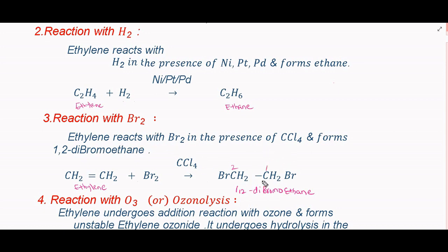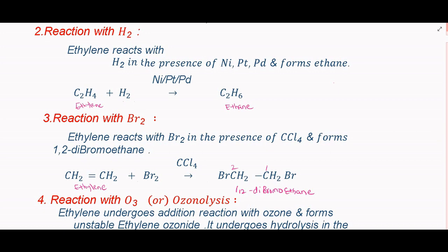It forms 1,2-dibromoethane. Reaction with hydrogen and reaction with bromine are both addition reactions. We are adding at the double bond. With hydrogen it forms ethane. With bromine, ethylene forms 1,2-dibromoethane. Is it clear? And the next reaction is ozonolysis.